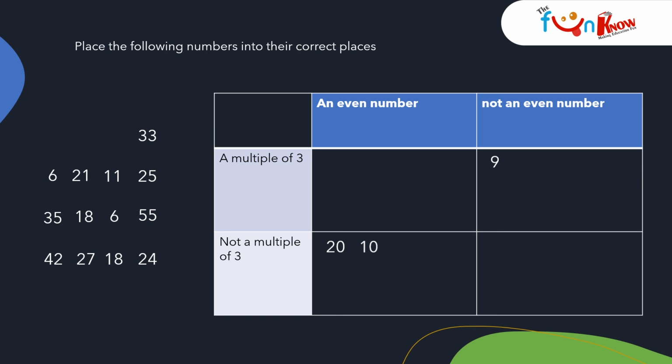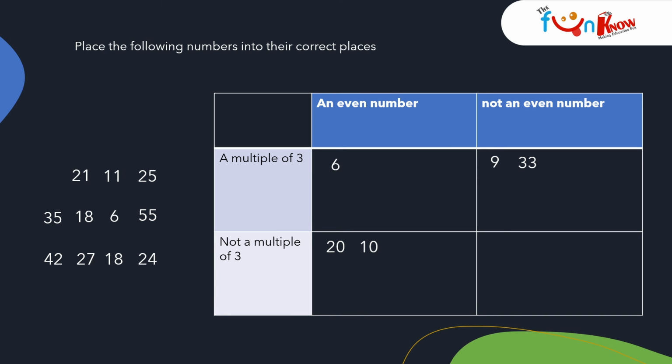33, yes, 33 is a multiple of 3 and it is not an even number. It is an odd number, right? 6. 3 ones are 3, 3 twos are 6. Yes, so 6 is a multiple of 3. And remember, students, 6 is also an even number. So that's why it is an even number plus a multiple of 3. So it will be placed over here.